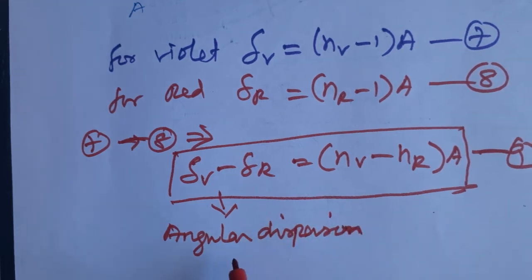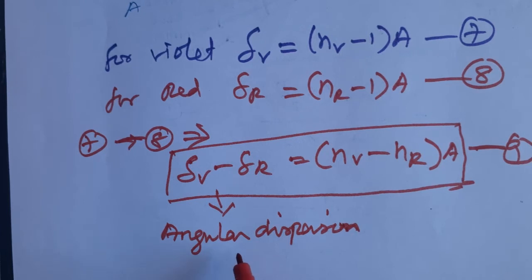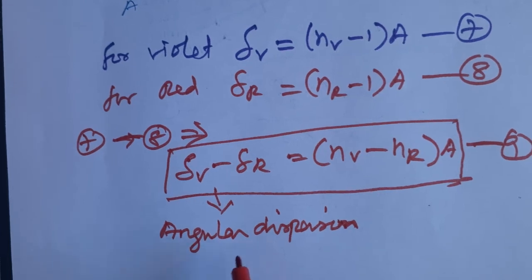So what is angular dispersion? Now we are defining what is angular dispersion. It is the angular separation between two extreme colors. Here the extreme colors concerned are violet and red. VIBGYOR: starting at V and ending at R. So the starting color is violet, the ending color is red. So the two extreme colors are violet and red.